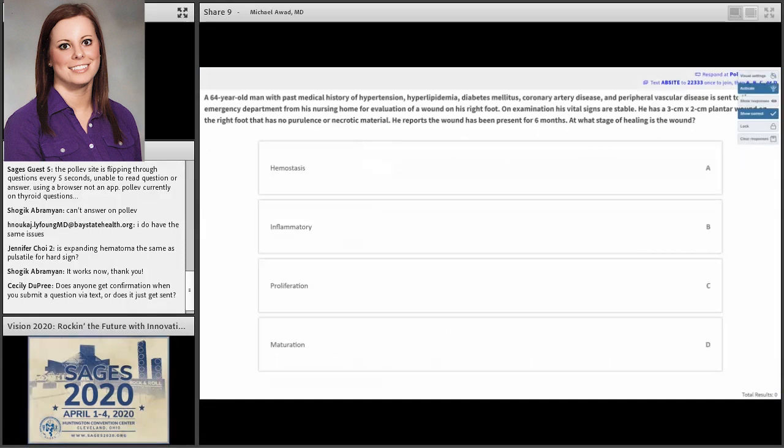A 64-year-old man with past medical history of hypertension, hyperlipidemia, diabetes, coronary artery disease, and peripheral vascular disease is sent to the emergency department from his nursing home for evaluation of a wound on his right foot. On examination, his vitals are stable. He has a 3 by 2 centimeter plantar wound on the right foot that has no purulence or necrotic material. He reports the wound has been present for 6 months. At what stage of healing is the wound? A, hemostasis. B, inflammatory. C, proliferation. D, maturation.